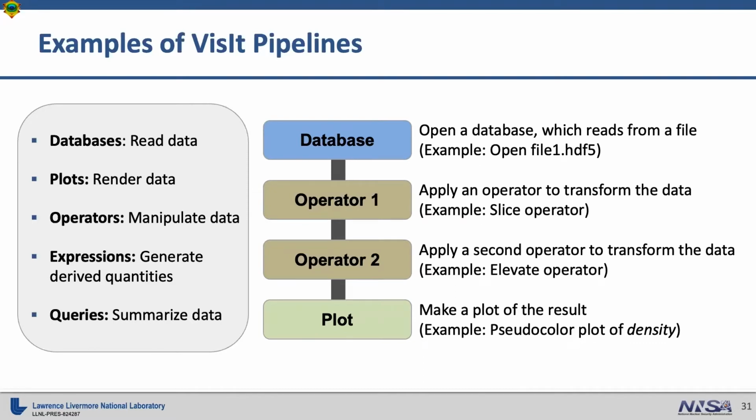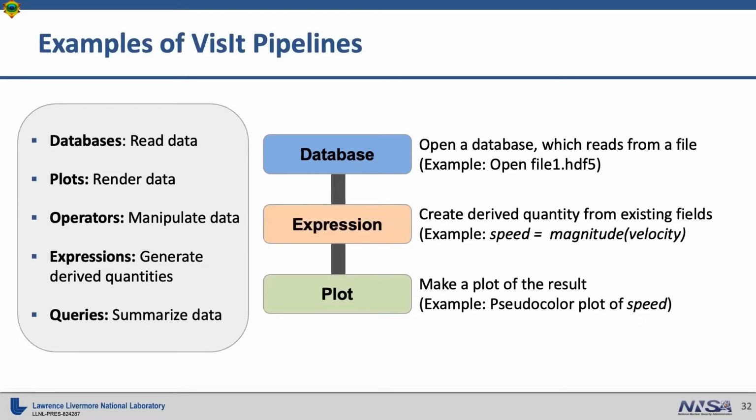You can chain operators together. So say we want to elevate it after we've sliced it, right? So now we're creating a pseudocolor of density that's been elevated and sort of spatially distorted. We can also define expressions. So in this example I talk about here, if you publish a velocity vector, maybe you want to do a pseudocolor plot of its magnitude. So you can derive the speed, which is the magnitude of velocity, using our expression language.